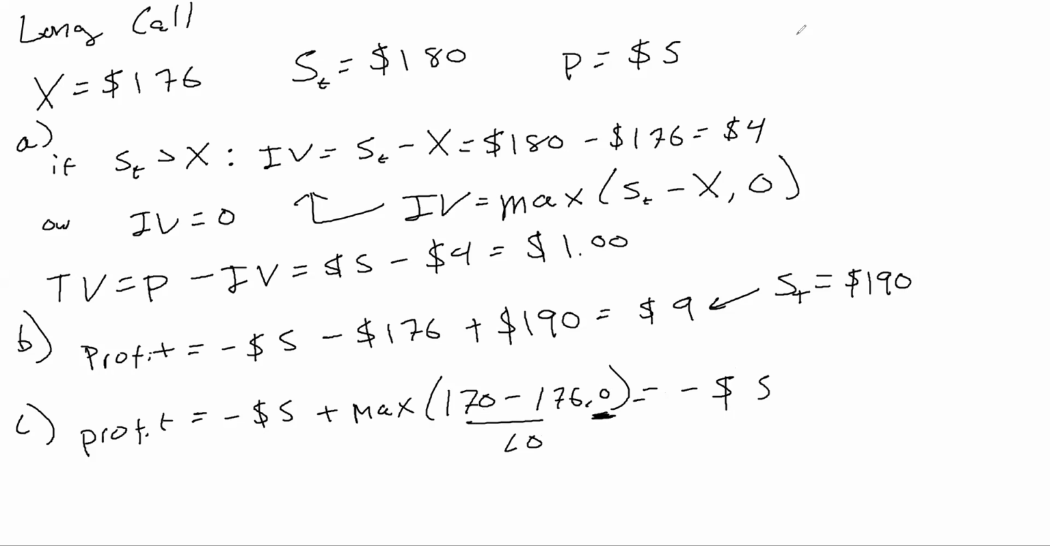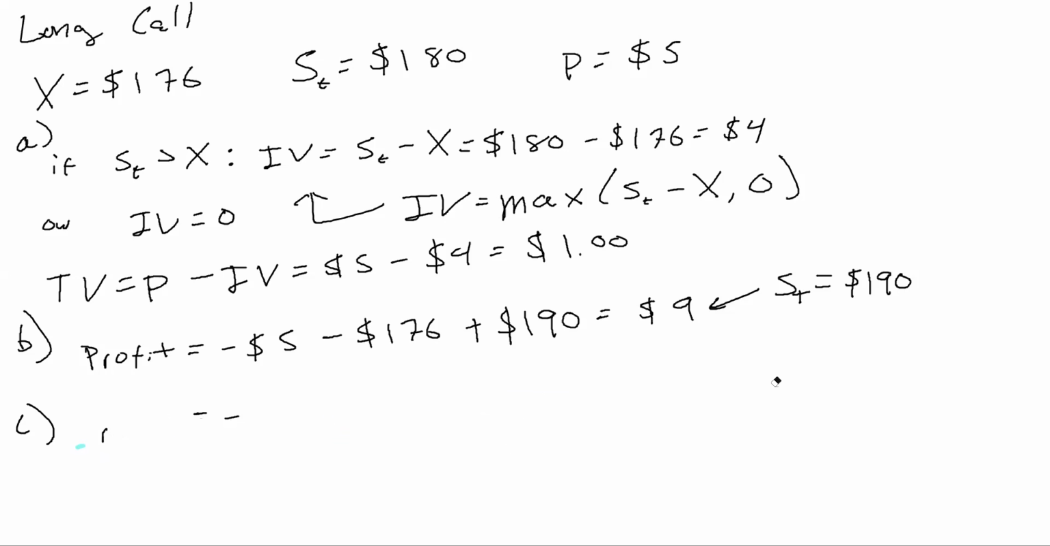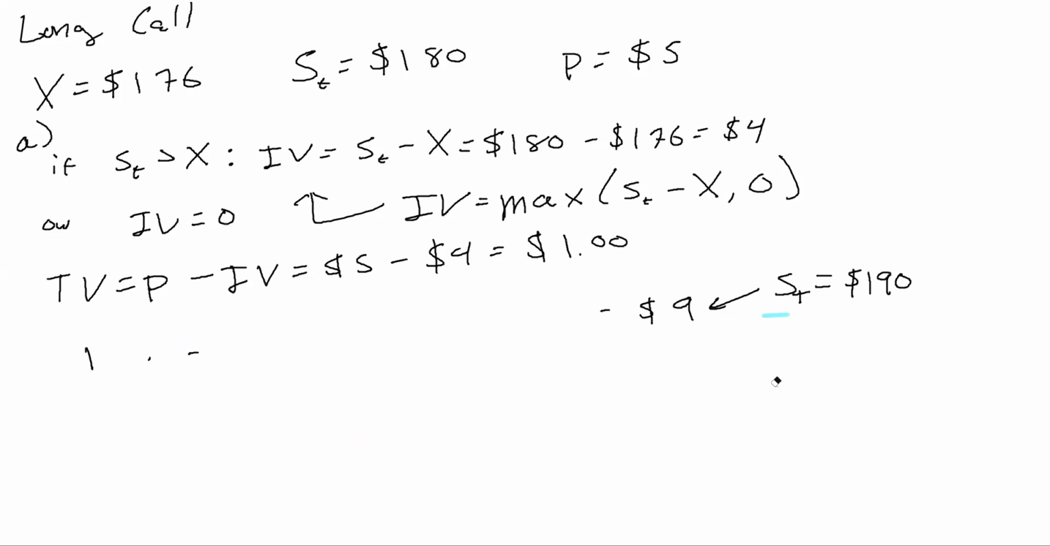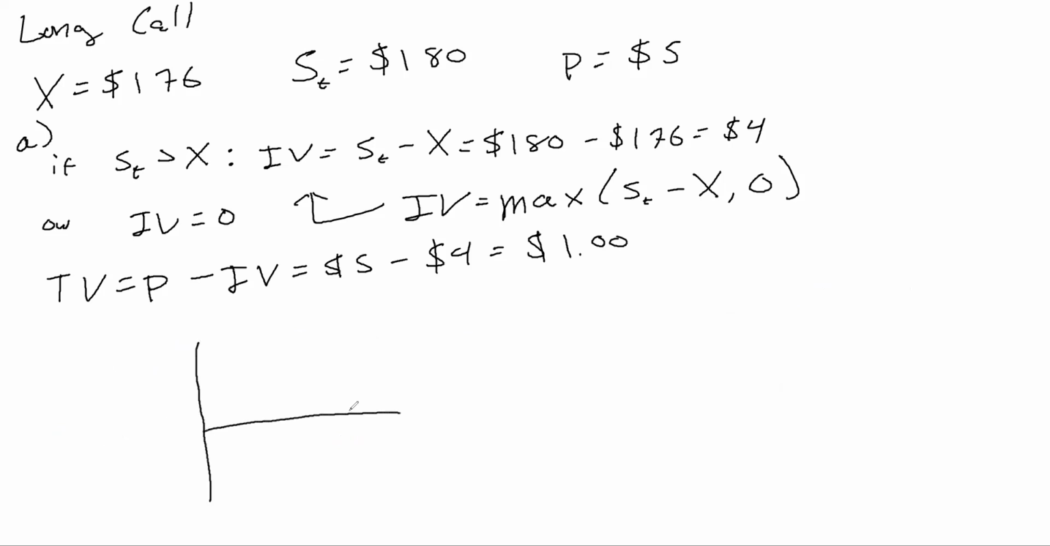So this was the time value, the intrinsic value, and we did the profit for 2 different situations. And remember, if you're going to graph out a long call, you pay the premium regardless of whether or not you exercise. So you pay the premium regardless. This would be your payoff. Say this is the premium, -5.